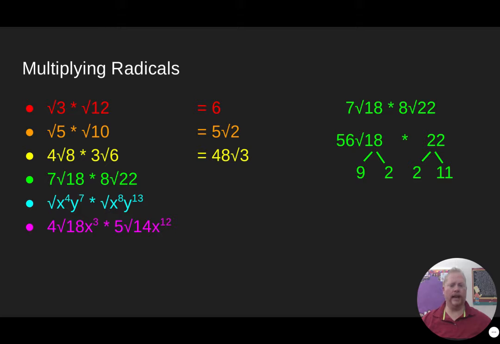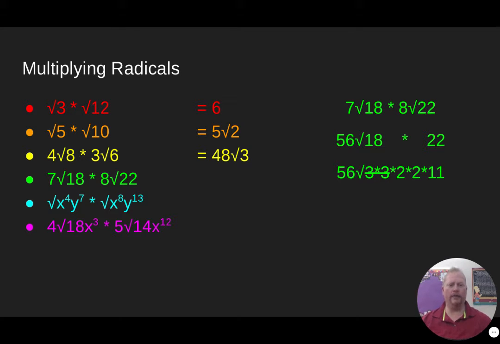So 18 can break down into 9 times 2. 22 can break down into 2 times 11. The 2's and the 11's are prime numbers. The 9, let's break that down to 3 and 3. Those are both prime numbers. So if I organize this all underneath the square root, I get 56 on the outside, and then 2 3's, 2 2's, and 11 on the inside.